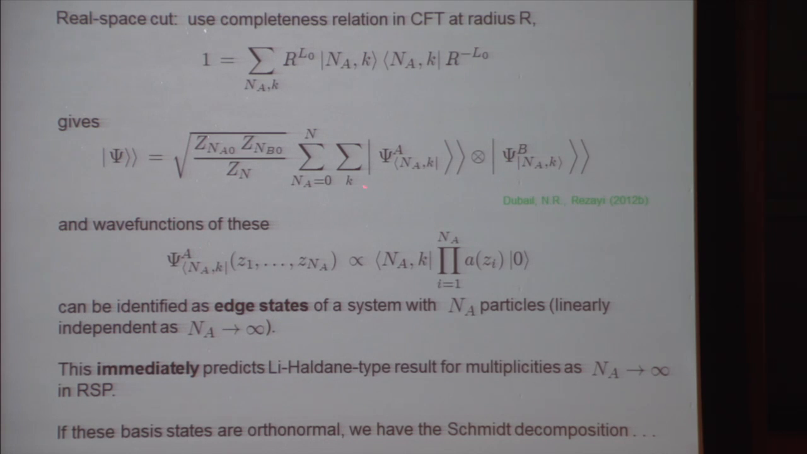So the first comment about this decomposition is that this immediately predicts that the multiplicities, as studied by Li and Haldane, as NA goes to infinity, the multiplicities in the decomposition are those of the conformal field theory on the edge. Well, unless, of course, some of these turn out to have norm 0. But assuming that, then this gives their result for the multiplicities. Although they were doing orbital partition, we're doing real space partition. If these are orthonormal, then we've actually got the Schmidt decomposition. So what we really need to do now is study the matrices of inner products among these. We need to understand the inner products.